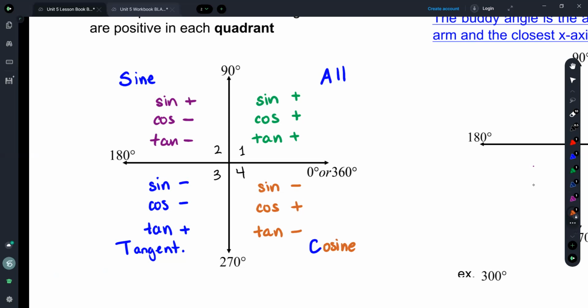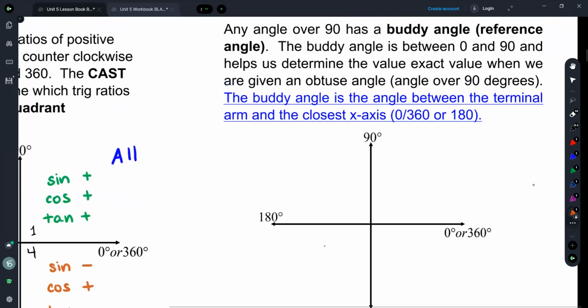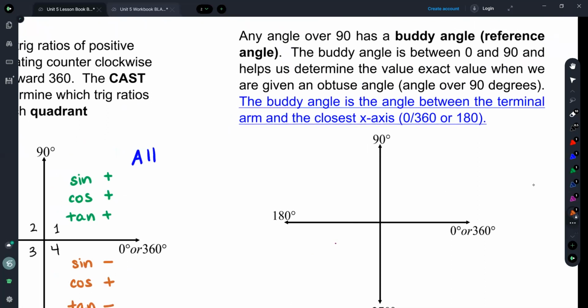The last thing that we need to know in order to do special angles over 90 degrees is this. Any angle over 90 needs a buddy. The proper name for this is reference angle. Angles that are not acute, so not between 0 and 90, need a buddy. It is an acute angle that helps us determine the exact value when we're given some obtuse angle, or something greater than 90 degrees.